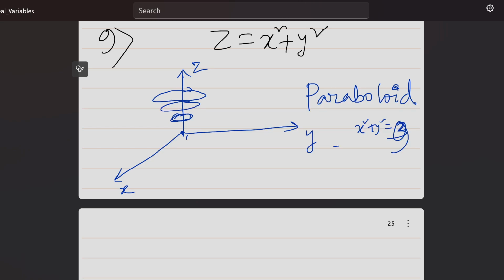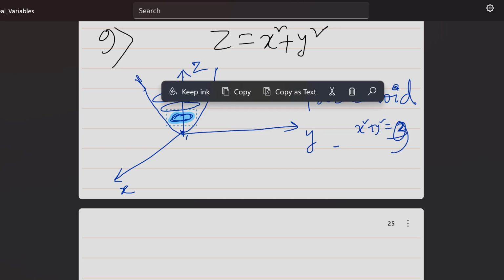Okay. Now suppose x is constant, that means it is a parabola. How does it look? It will look like z equal to y square, so it is this. And z equal to x square when y is constant, so it is this. Understand?